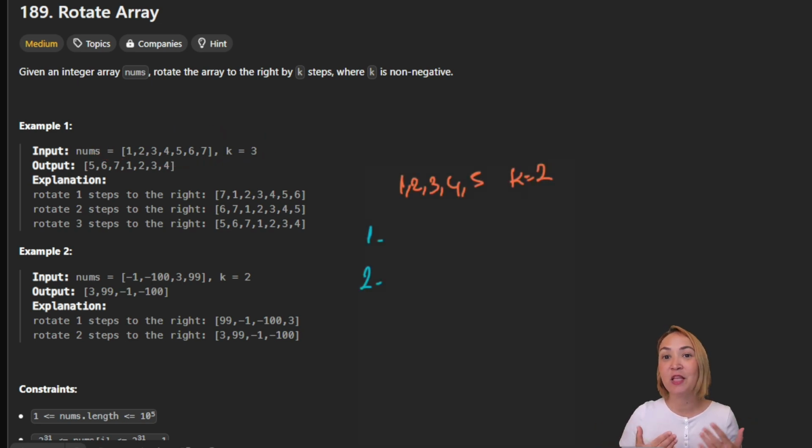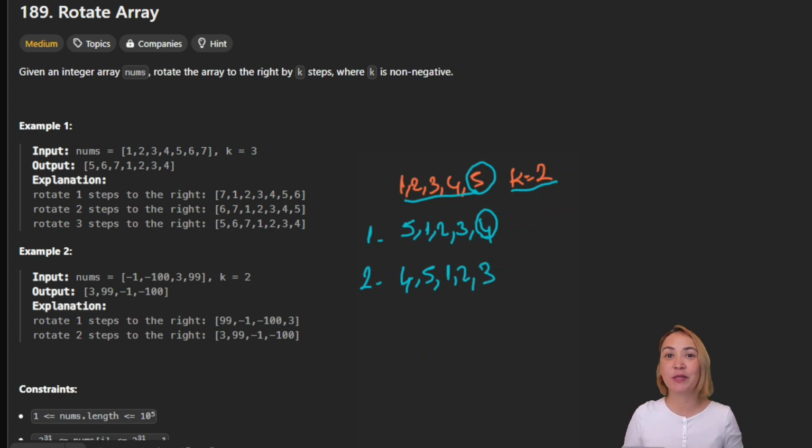Example: nums is 1, 2, 3, 4, 5, and k is 2. What will we do? The last element, 5, comes to the front, and after the first step it will be 5, 1, 2, 3, 4. In the second step, the last element 4 comes to the front, and the result will be 4, 5, 1, 2, 3.